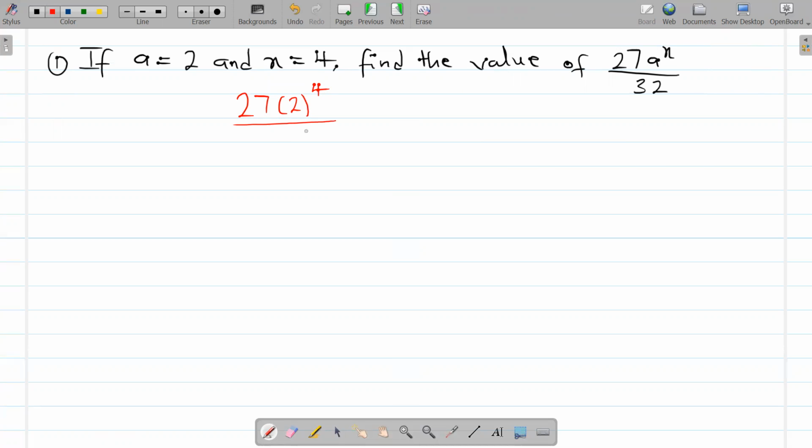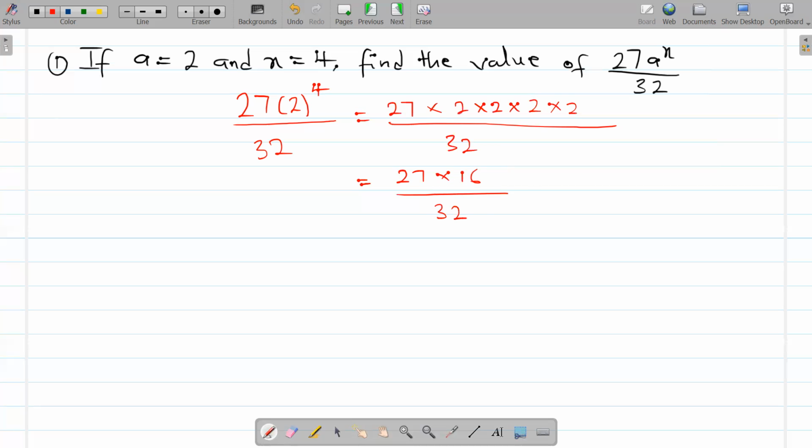Then I did 27 times 16. Okay. So 2 to the power of 4 is 2 times 2 times 2 times 2, over 32. I like to do it step by step. So 2 times 2 is 4, 4 times 2 is 8, 8 times 2 is 16. Yes. So what are we going to get in this situation?